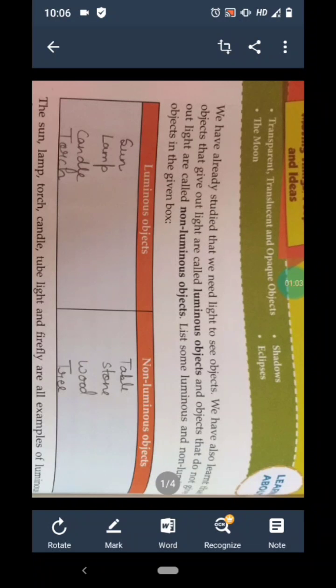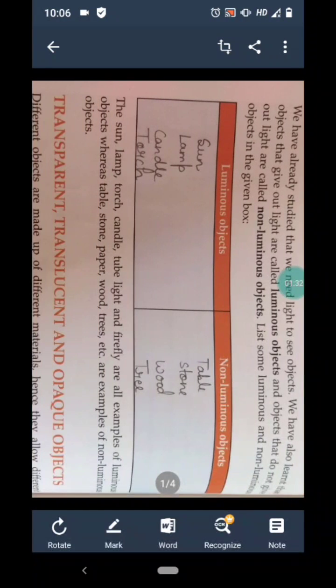And luminous objects are again classified into two types: natural luminous objects and artificial luminous objects. So in this, the sun is an example of a natural luminous object. If we see the glowworm, that is also an example of natural. Then firefly is also an example of natural luminous object. But the lamp, candle, and torch are examples of artificial luminous objects.